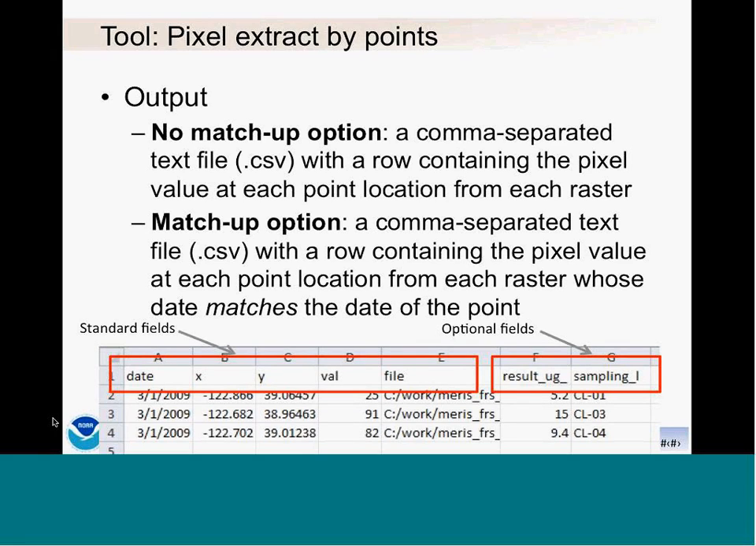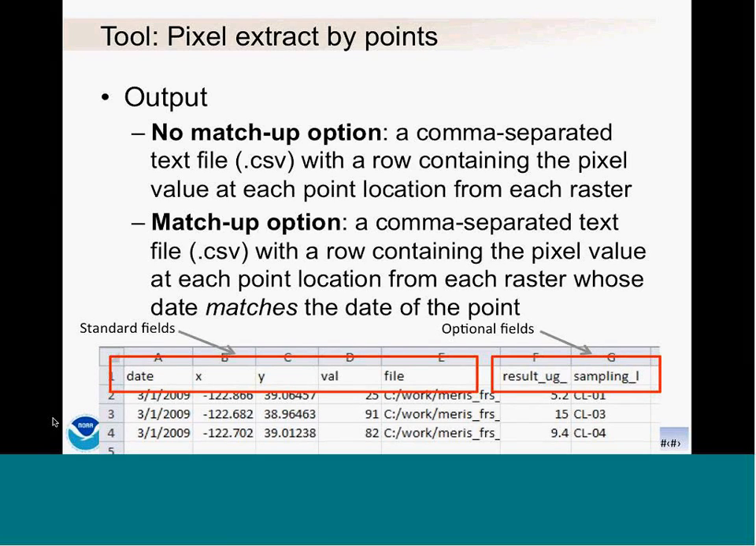So that's sort of what we have here. If you don't use the match option, you're just going to get a value for each pixel from each raster. If you have a match option, you have to have a date within that point shape file, it has to be tied. Then you can compare it to the raster file's date and see if it's within the time frame that you define, and it will only output points for that instance.